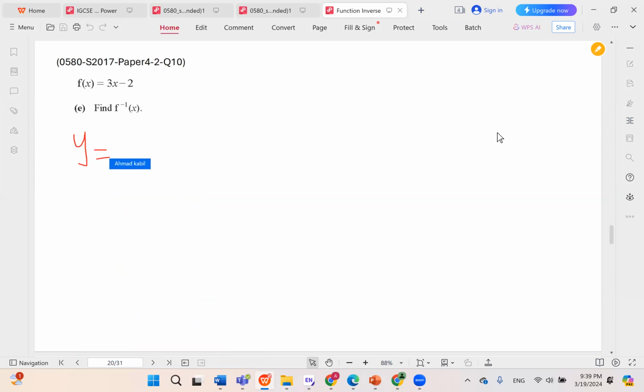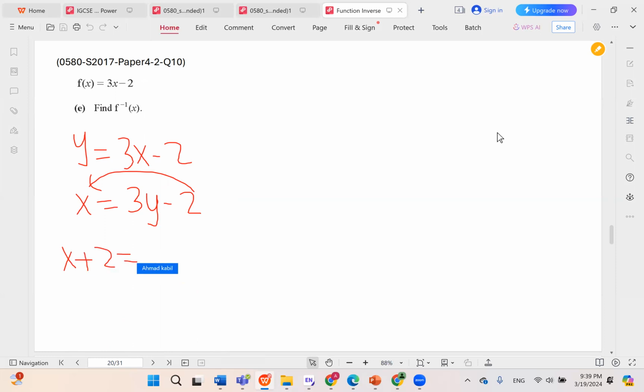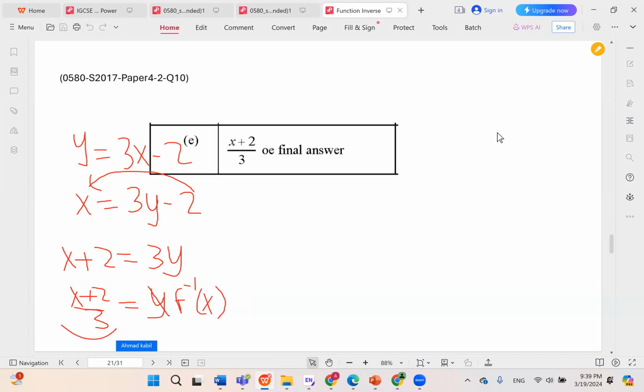Again, y equals 3x minus 2, x equals 3y minus 2. We take the 2 to the other side, we get x plus 2 equals 3y, and then we divide by 3, and we replace the y with f inverse of x, and this is the correct final answer.